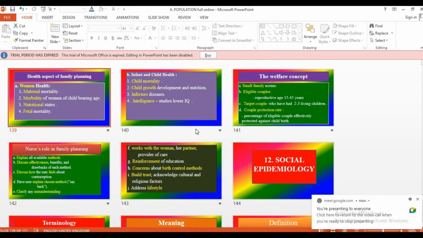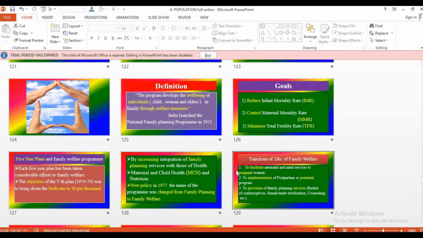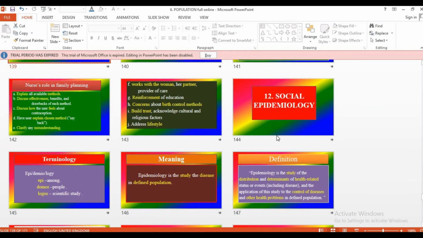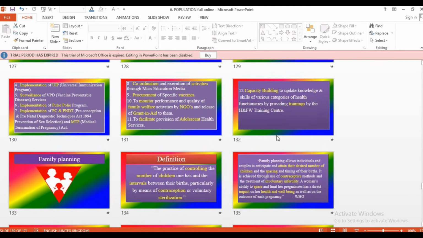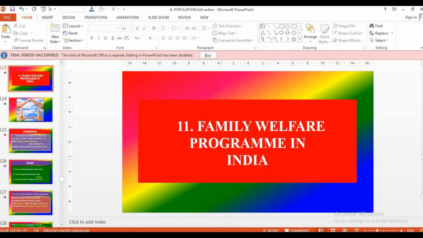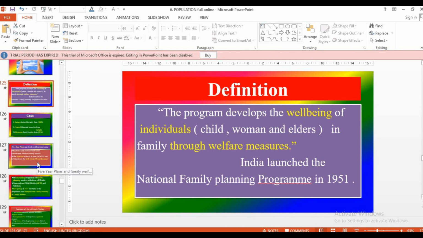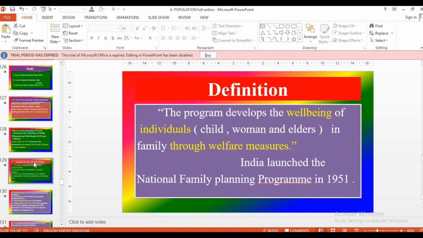Pooja, which section do you like? Family welfare or epidemiology? Family welfare, sir. Thank you. It's excellent. You are a wonderful nurse. Okay. So, which is fundamental for nursing: family welfare program. So, I love it. Thank you, sir. Thank you, Pooja.